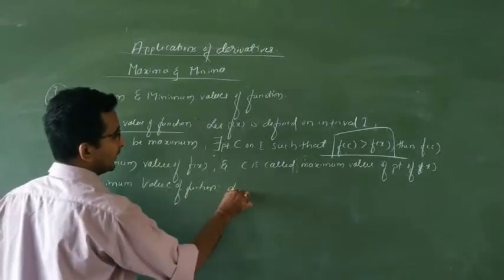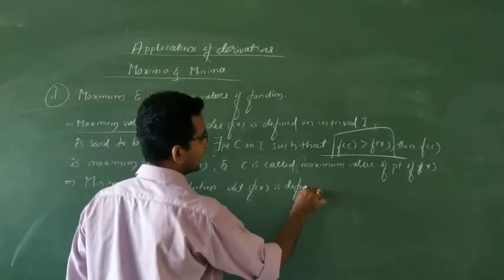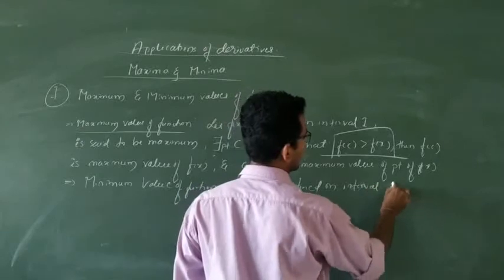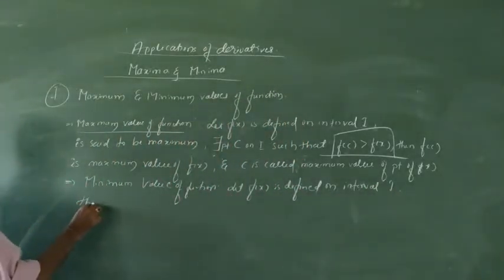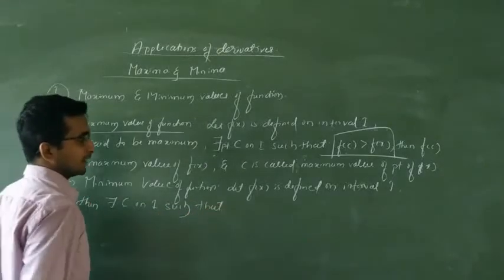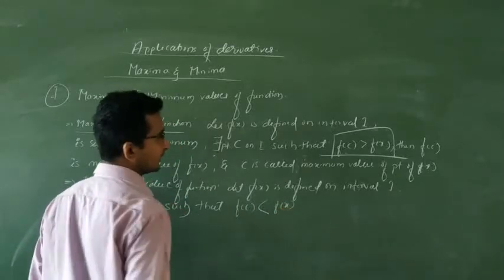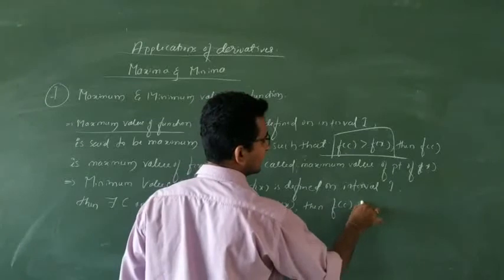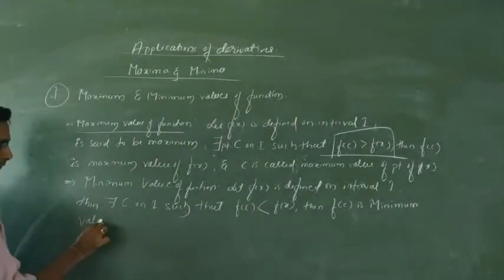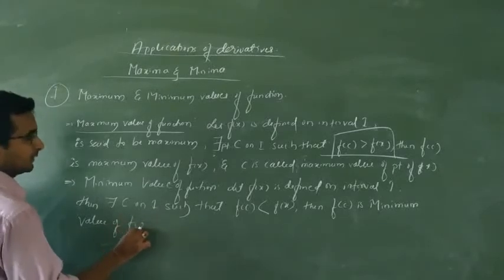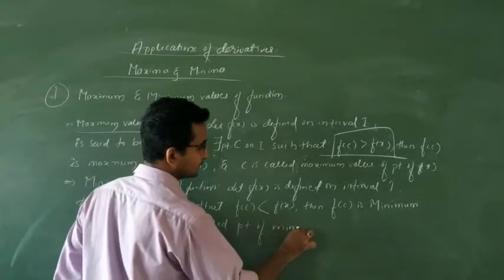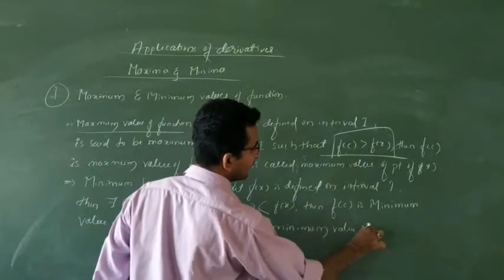The same condition. Let f of x be defined on an interval I. Then if there exists c in I such that f of c is less than f of x, then f of c is the minimum value of f of x, and c is called the point of minimum value of f of x.